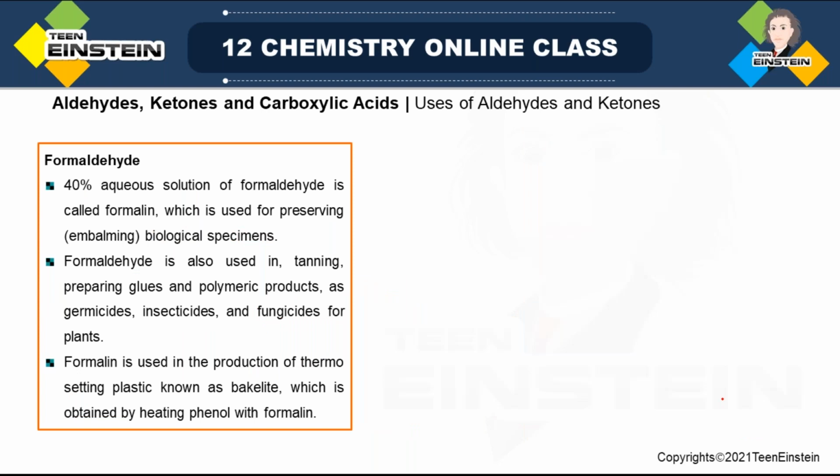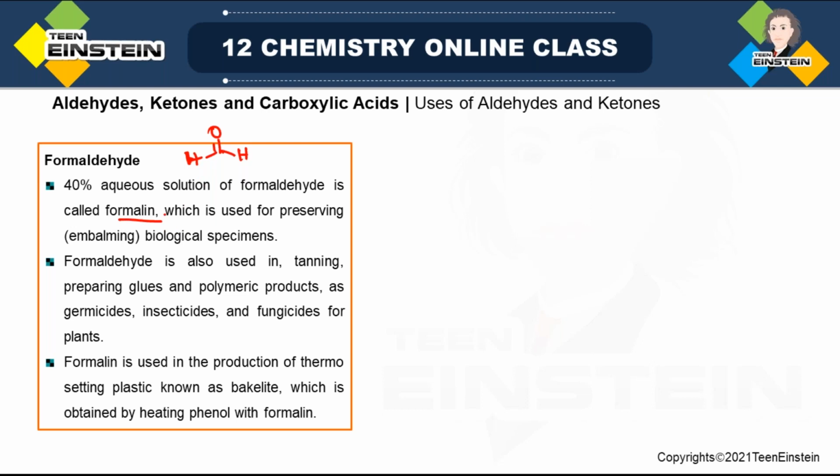Now uses of aldehydes and ketones. Formaldehyde. Formaldehyde means H C double bond O H. So this is the simplest aldehyde that is possible, because we know in aldehyde there must be one hydrogen, but on the other side there may be an alkyl group or hydrogen. So the simplest possibility is if there is hydrogen. So now there is hydrogen on both sides. Now formaldehyde, if you take a 40% aqueous solution, then there is a specific name for this solution, which is formalin.